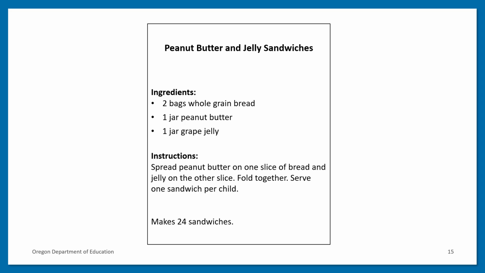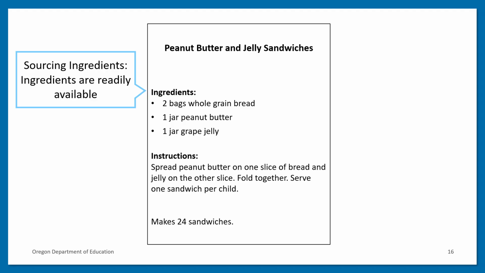Here's an example of a very simple recipe: peanut butter and jelly sandwiches, also known as PB&J. PB&J is considered a homemade combination food since it includes both bread and peanut butter, which can credit for the grains and meat alternate components. This very basic recipe will need a little bit of work to become a standardized recipe. Let's go through the recipe verification steps and see what edits need to be made.